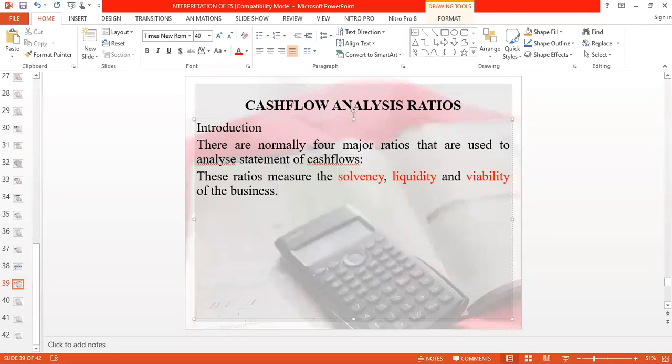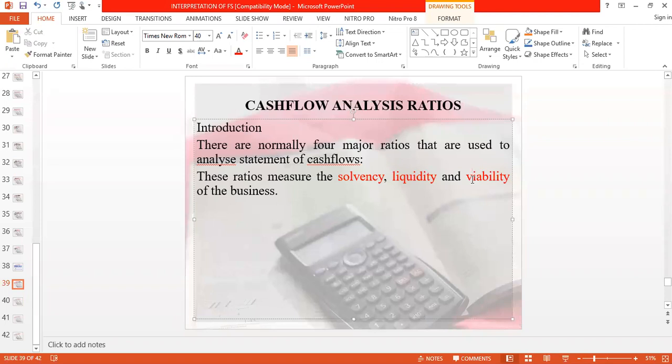Long-term liquidity position of the business. These ones look at long-term liquidity of the business. Of course, the normal liquidity looks at ability to convert your assets into cash. Viability in this case is just looking at, is the business viable? In this case, ability of a firm to continue generating what? Income. Ability of a business to continue generating income.